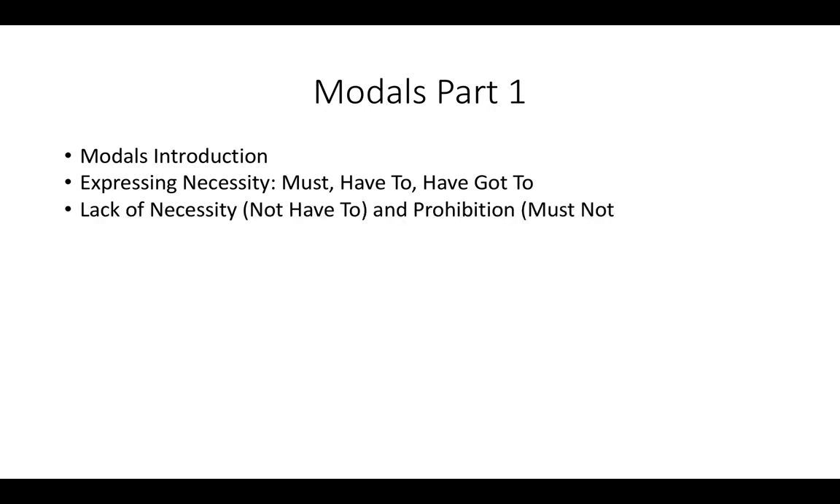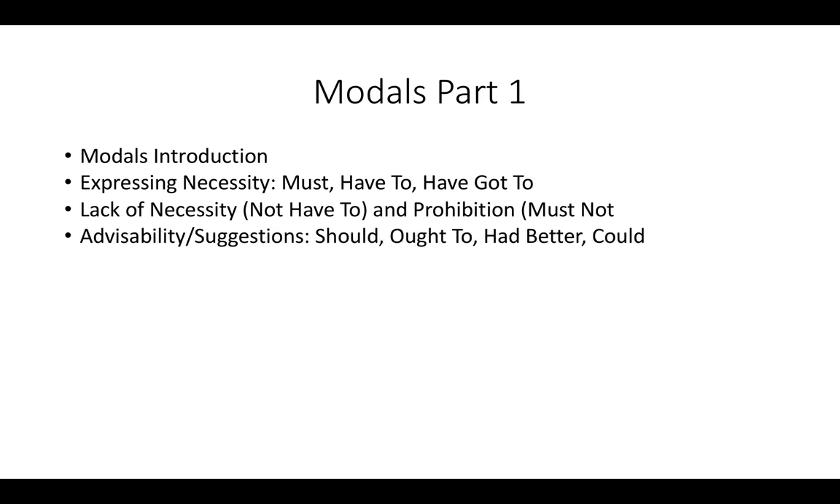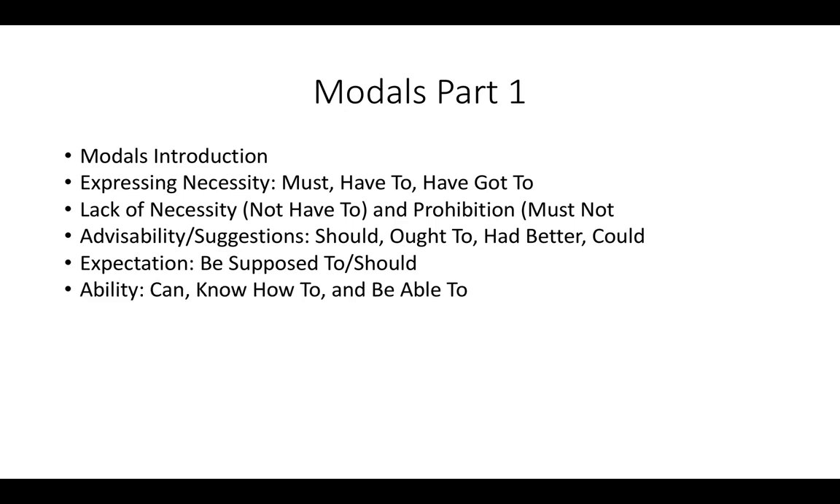We will talk about lack of necessity, not have to, and prohibition using must not. We will talk about advisability and suggestions, which are expressed using the modals should, ought to, had better, and could. Then we talk about expectations that are expressed via be supposed to and should. Ability is expressed via the modals can, how to, and be able to. Possibility: can, may, and might.